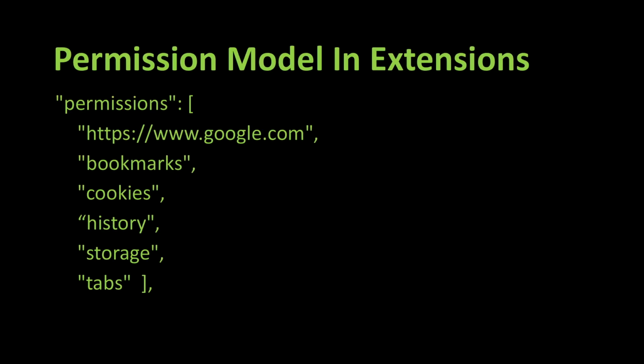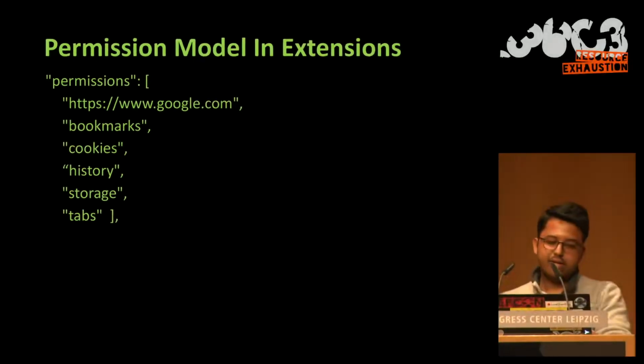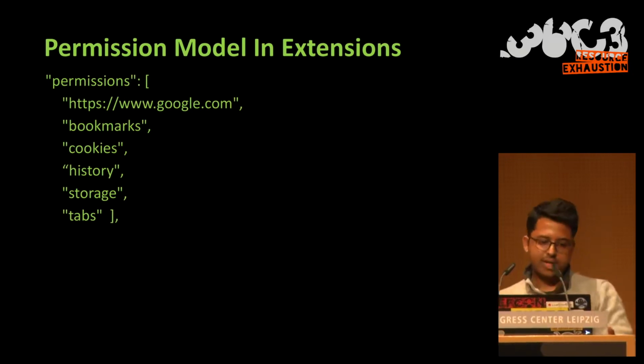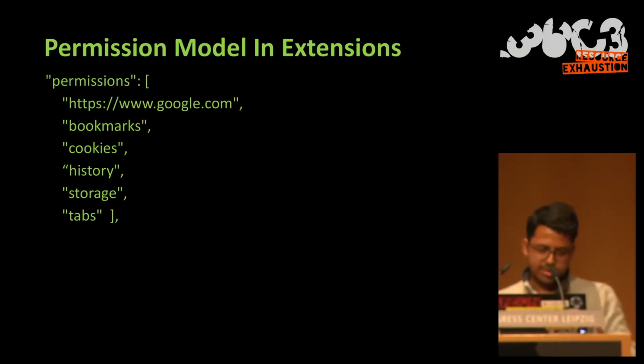The first one is https://www.google.com, which we'll see right after this slide. The next permissions we have are bookmarks, cookies, history, storage, and tabs. So let's suppose an extension has the permissions bookmarks and cookies. That means the extension can handle your bookmarks. It can manipulate them. It can edit them. It can remove them, and whatnot. The same goes for cookies and history as well. And there are other important permissions available for the browsers as well.